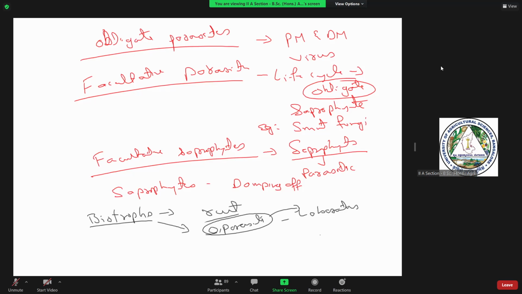And in the same way, we have the hemibiotrophs.